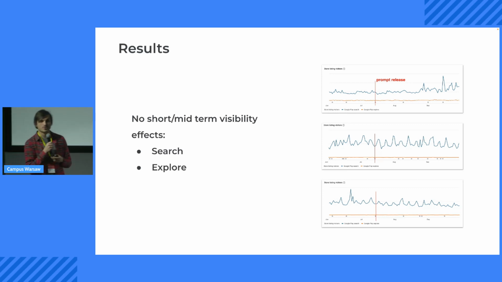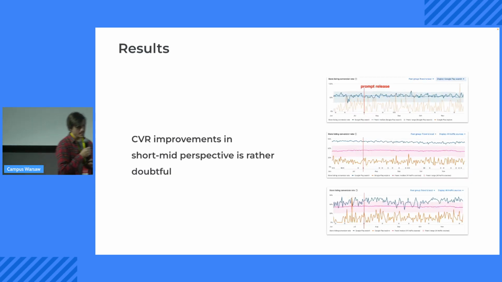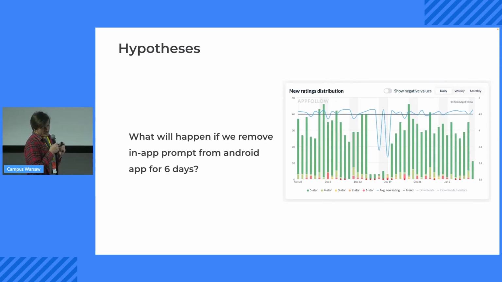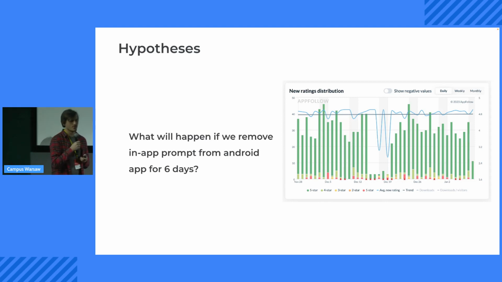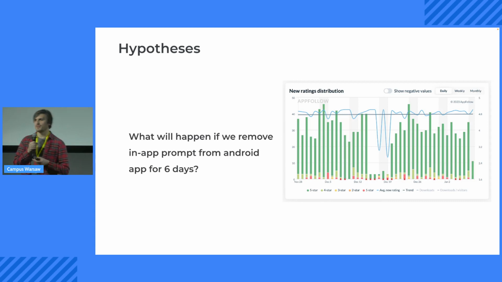General conversion rate from view to install? The same, no change. And this is the case for dozens of applications. Just maybe a few months ago, we were testing and iterating the screen and event after which we were triggering the prompt. So we did such an experiment, as you see here. We almost switched off the prompt. Do you think it affected our visibility and conversion rate?